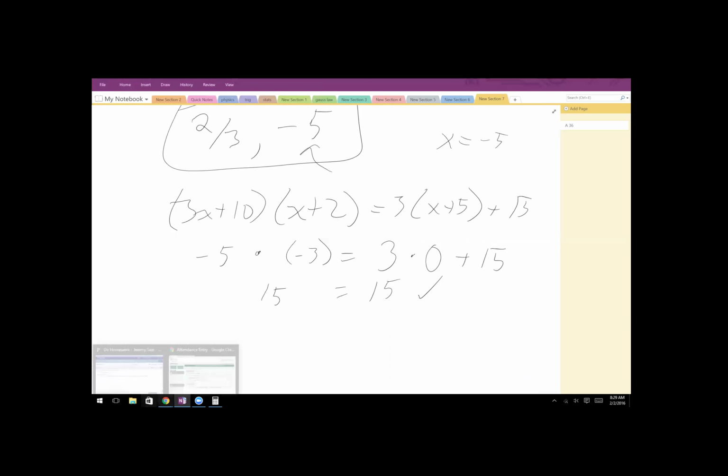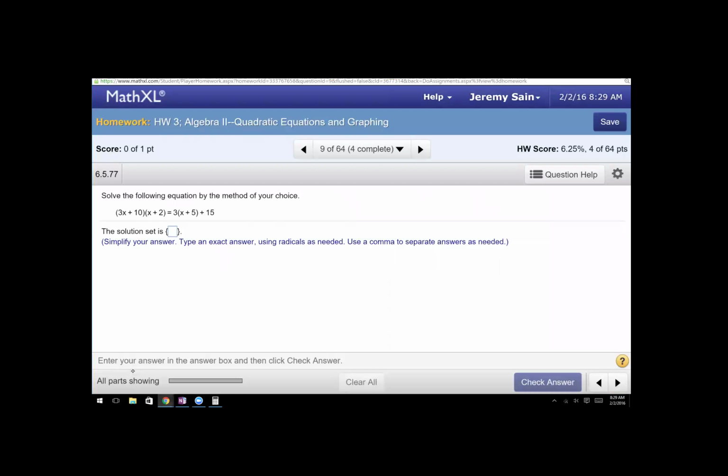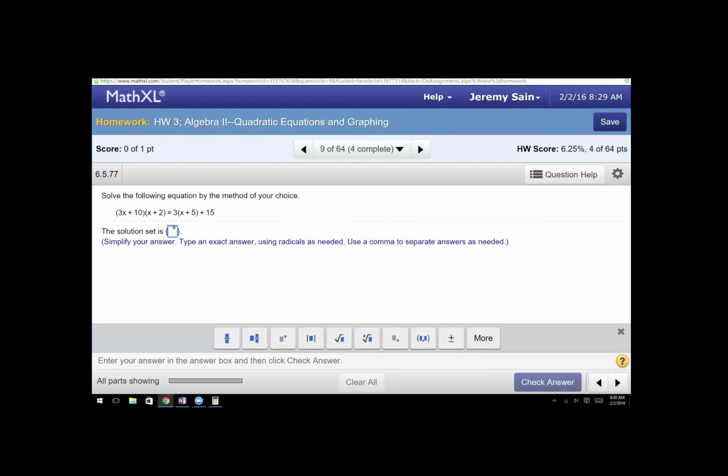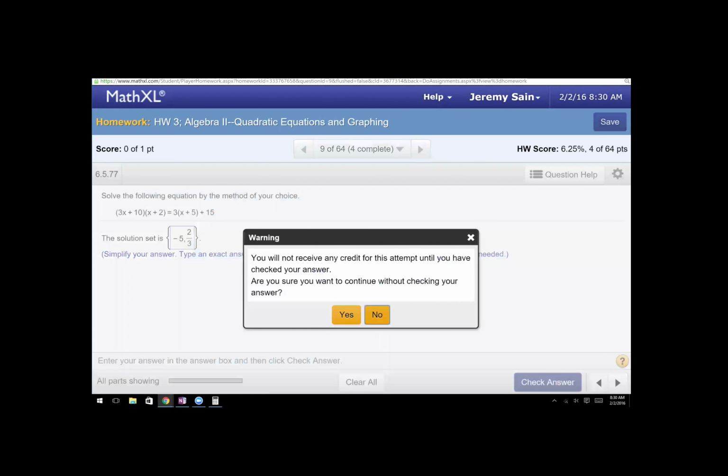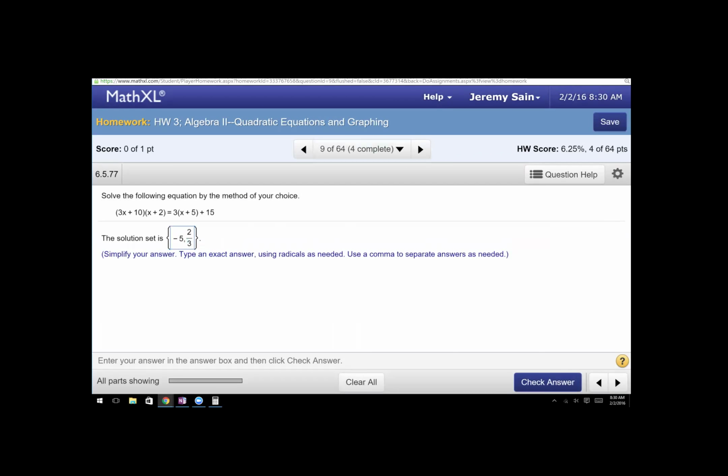All right. So go back. Still not in there. So negative 5 and 2/3. Oh, let's do another one like that. So check answer.